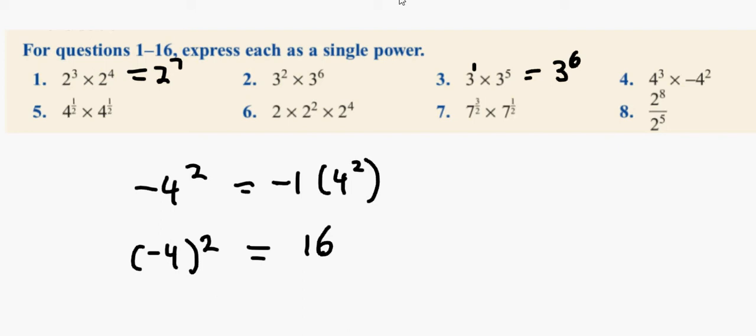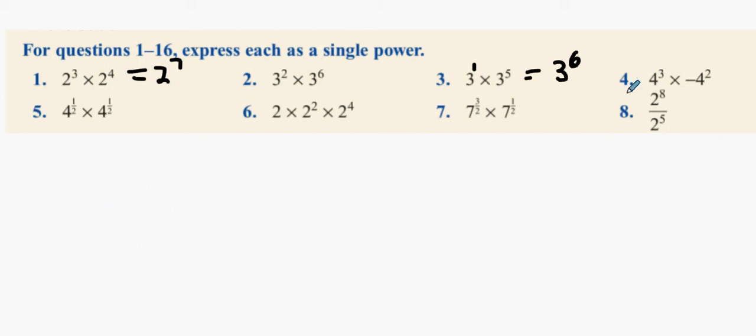Now get this. What they're going to try and do is they're going to try and trick us up on question 4. I'll set up a question exactly like question 4 if you want. I'll do 5 to the power 3 multiplied by minus 5 to the power of. Anybody? I'll go for 2 as well.